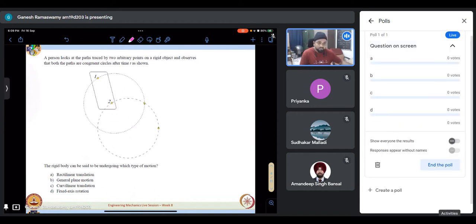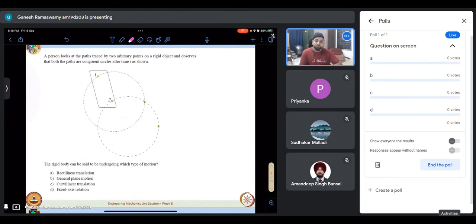So I hope you're able to see the poll. This is the question. The paths are given. What is the type of motion undergone by the rigid body? Okay, we have one answer. All right. Okay, D. Okay. All right. I'll stop the poll now, and perhaps we can discuss this further.